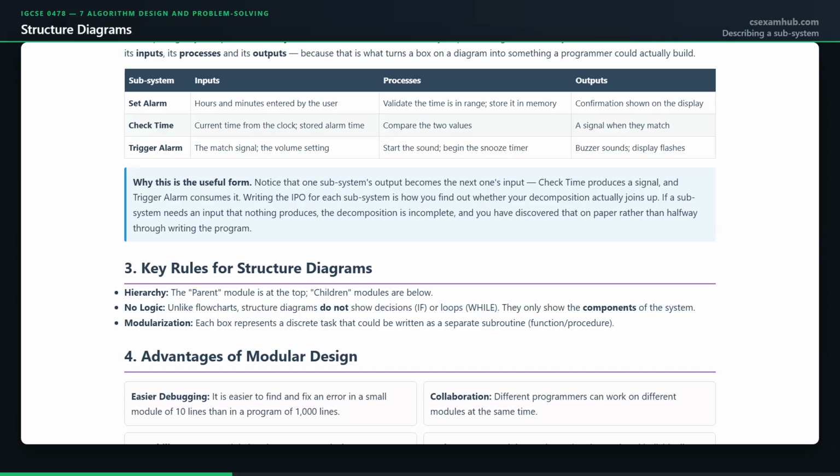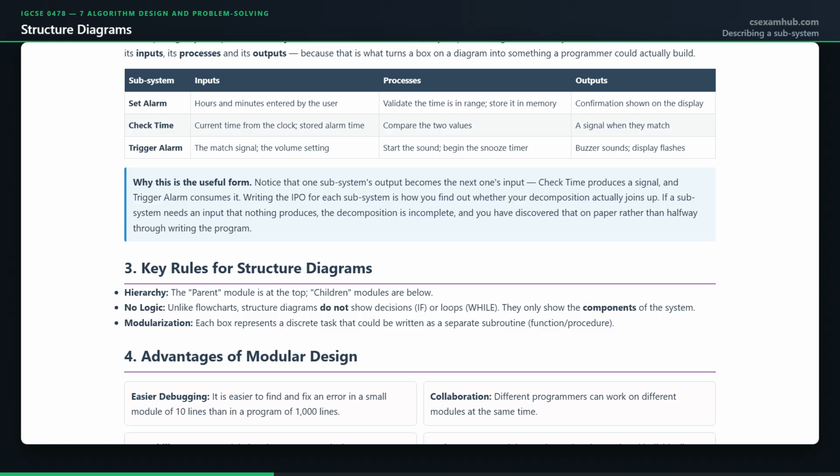Check time. Inputs are the current time from the clock and the stored alarm time. Process is comparing the two. Output is a signal when they match. Trigger alarm. Inputs are that match signal and the volume setting. Processes are starting the sound and beginning the snooze timer. Outputs are the buzzer sounding and the display flashing.